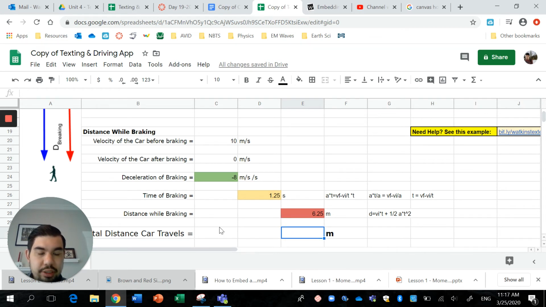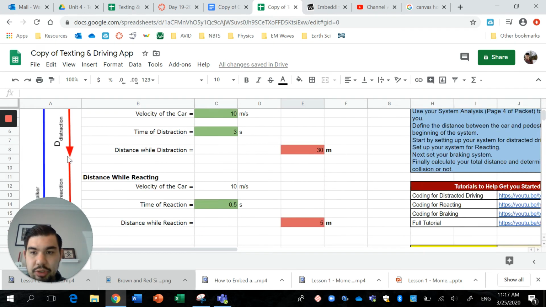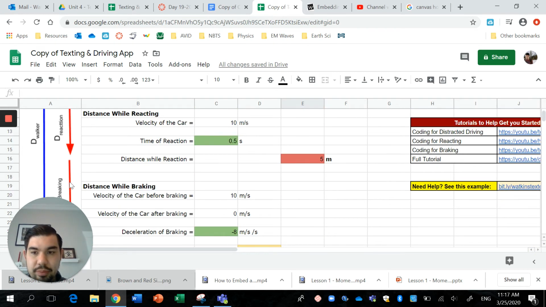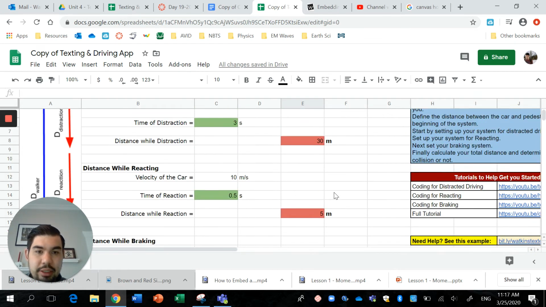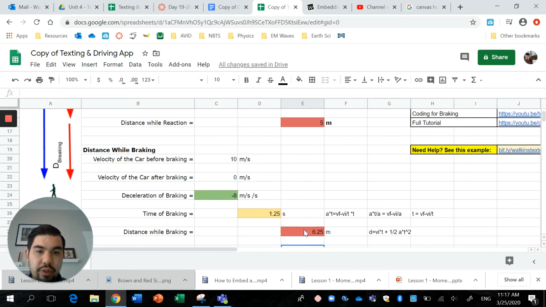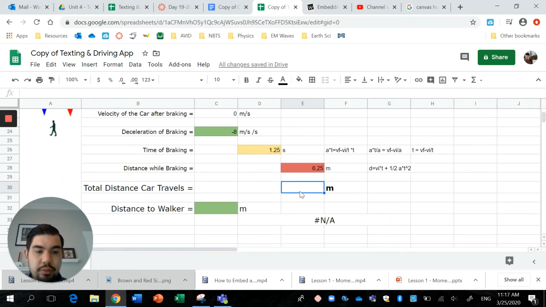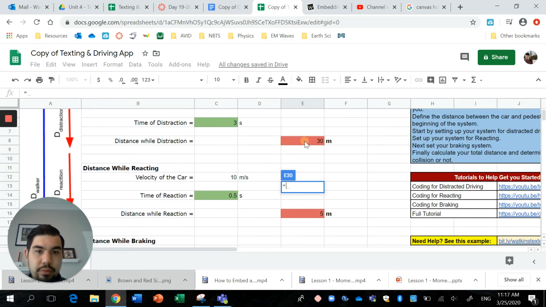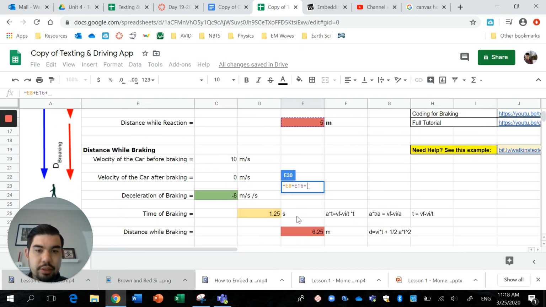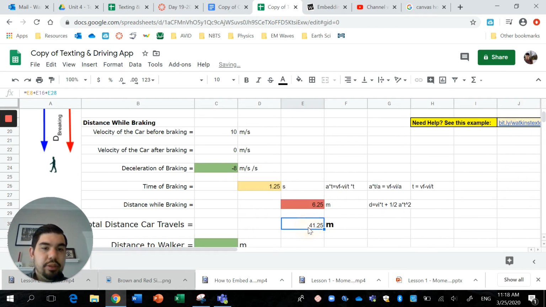Now our total distance our car travels is going to be our distance while distracted plus our distance while reacting plus our distance while braking. So it's all three of our red cells added together. We're going to do an equal sign, the distance while distracted, plus the distance while reacting, plus the distance while braking, and we get our total distance.